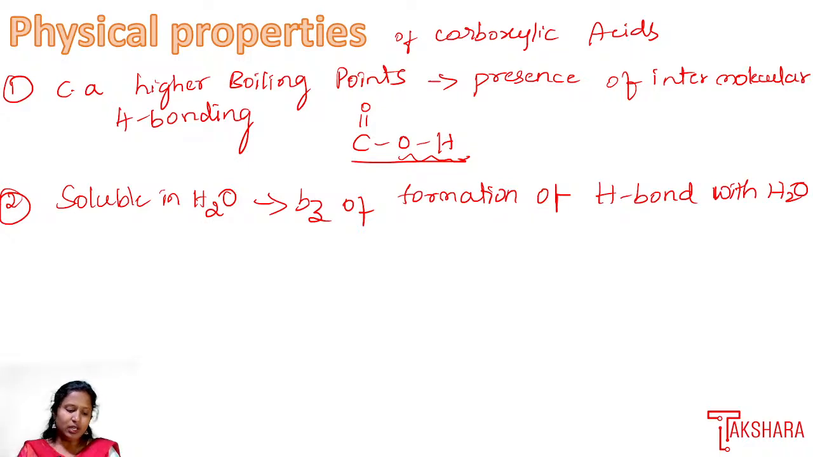When we compare the solubility of carboxylic acids, as we increase the number of carbon atoms in the carboxylic acid, the solubility decreases. So these are the two main important physical properties of carboxylic acids.